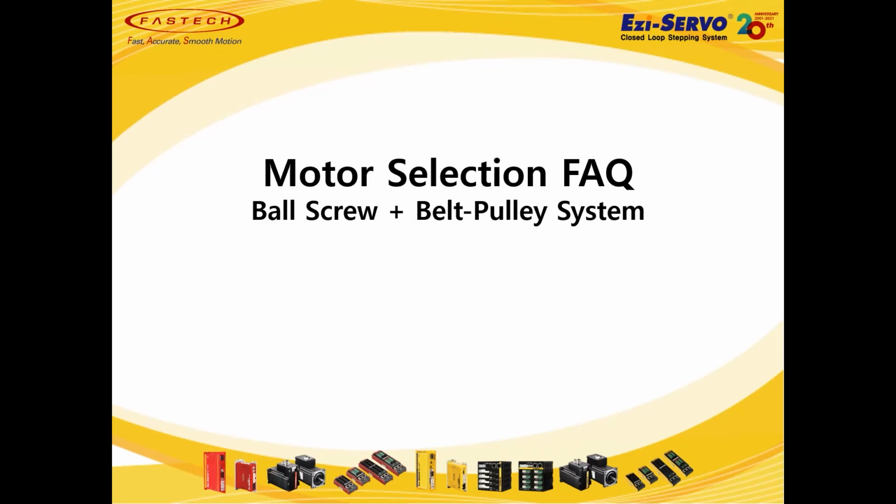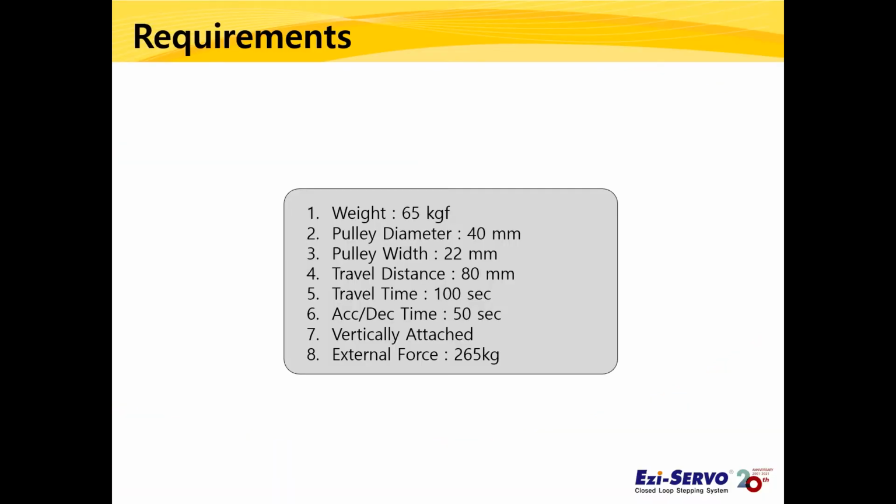Hello. This is FASTECH. I'd like to introduce how to select a motor for a system which is integrated with a ball screw and a belt pulley together. The following box is an example of customer requirements.